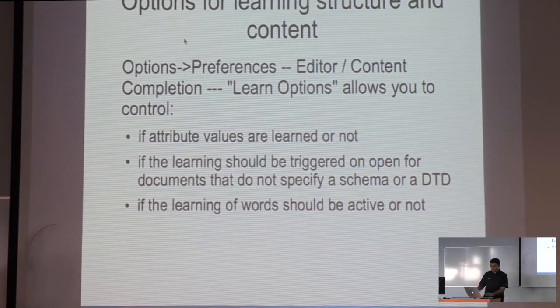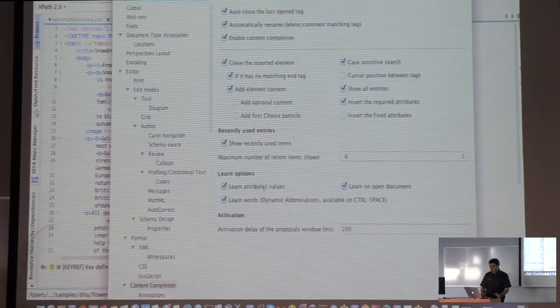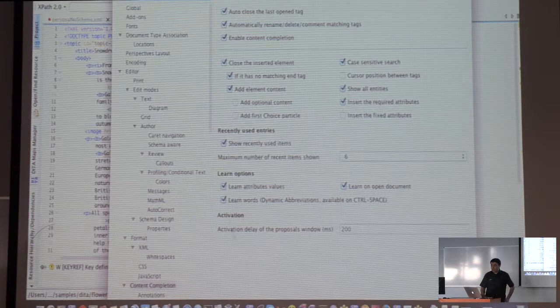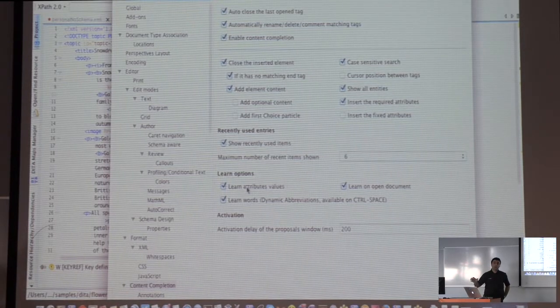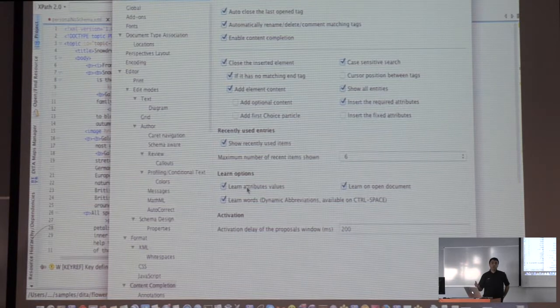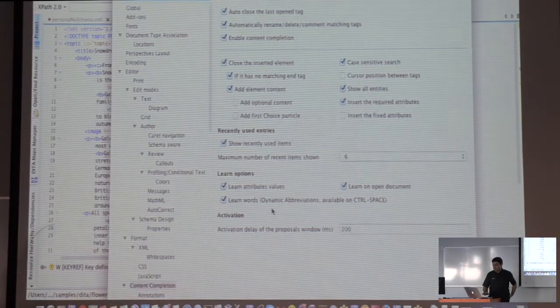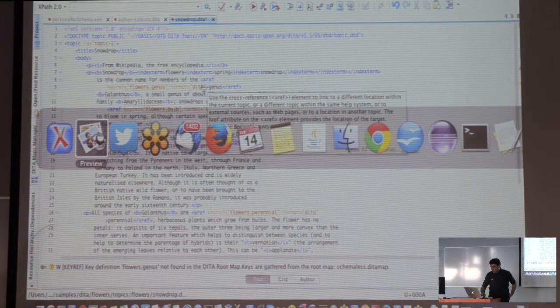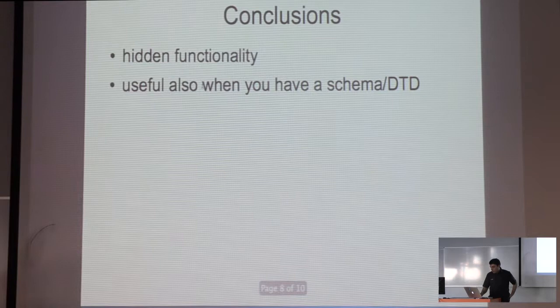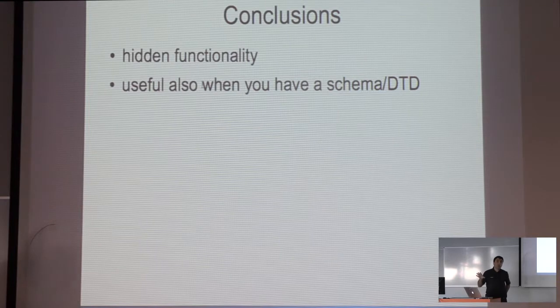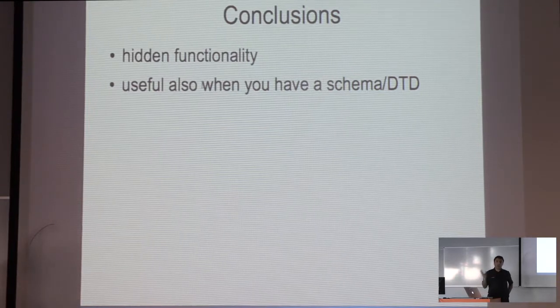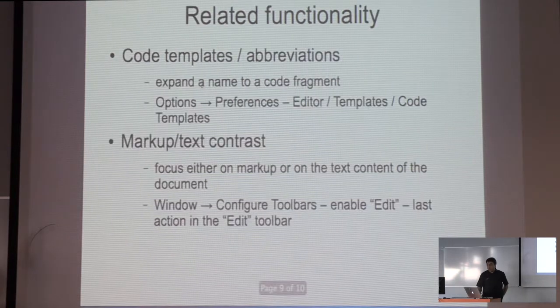So all this is controlled by the options that we have in this preference page in content completion, where we have these learned options, where you can choose to learn the attributes. By default, oXygen will learn when the document is opened, if there is no schema associated with the document. And you can choose to learn also the words. One of the takeaways is that this is useful also when you have a schema, because you can switch between the structure and the schema.